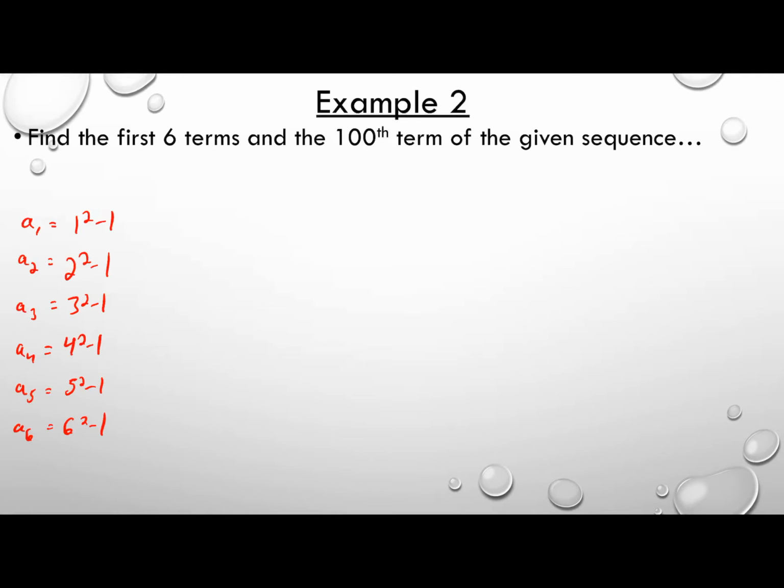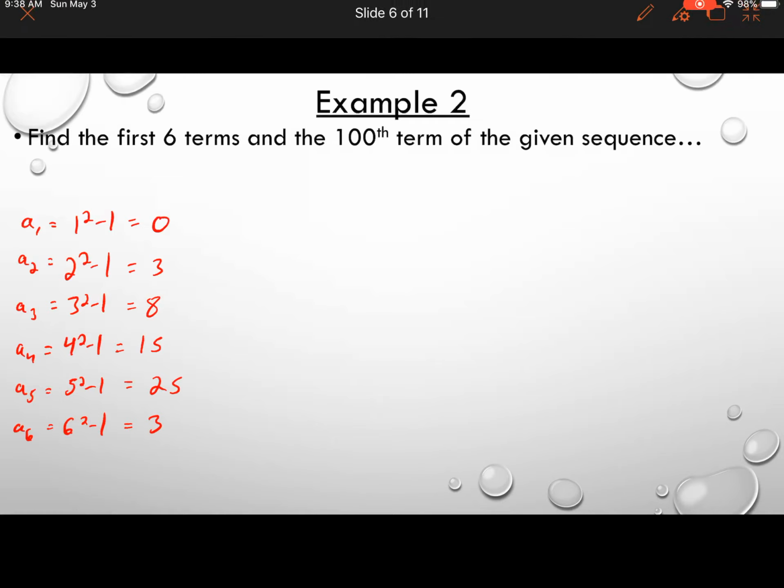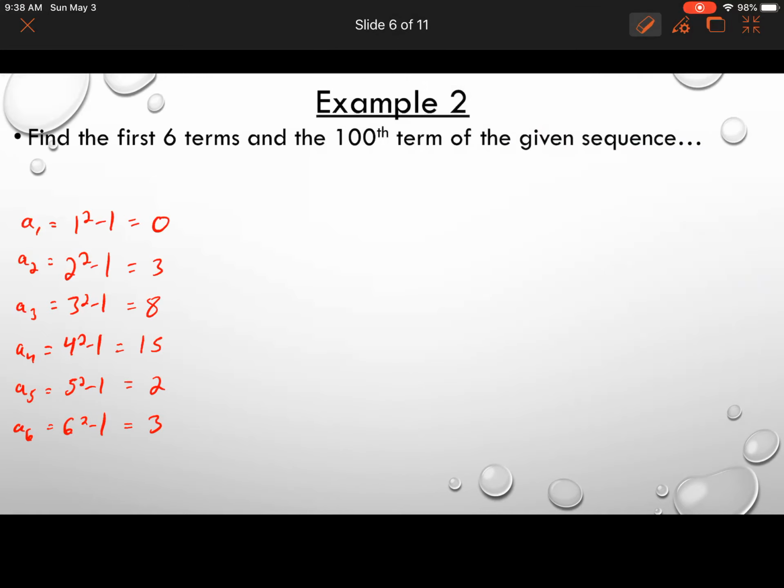So we can quickly do the math here. So 1 squared is 1. So 1 minus 1 is 0. 2 squared is 4. 4 minus 1 is 3. Then 8, 15, 24, and 35. So pretty simple. Now the 100th term would be a sub 100. So 100 squared minus 1. So that would be 10,000 minus 1, so 9,999. So hopefully pretty straightforward.